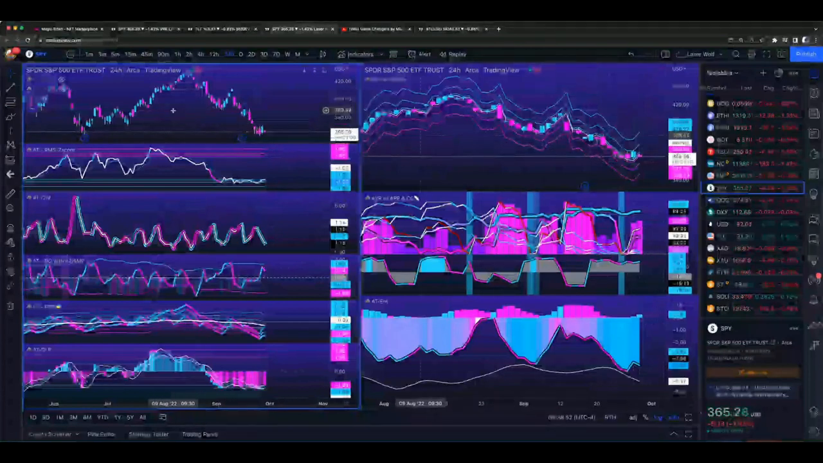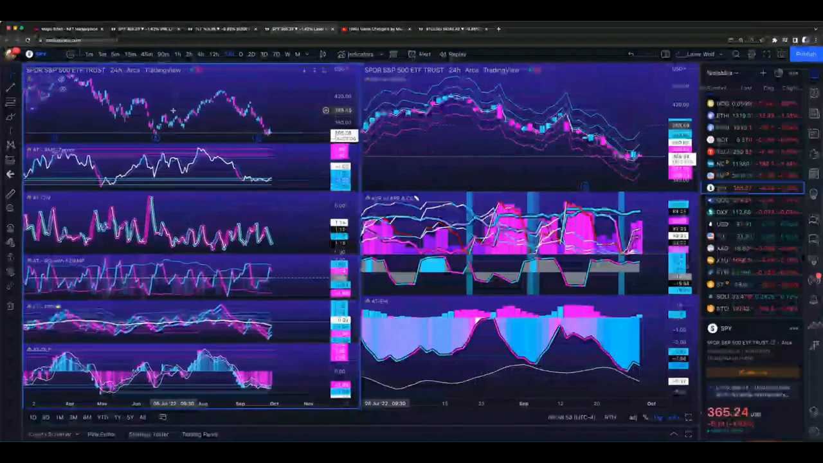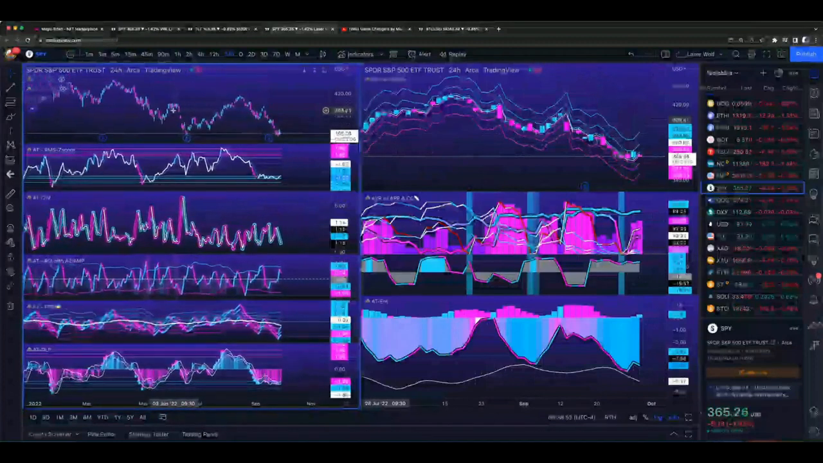Holy shit! An upside down head and shoulders. Patterns work.